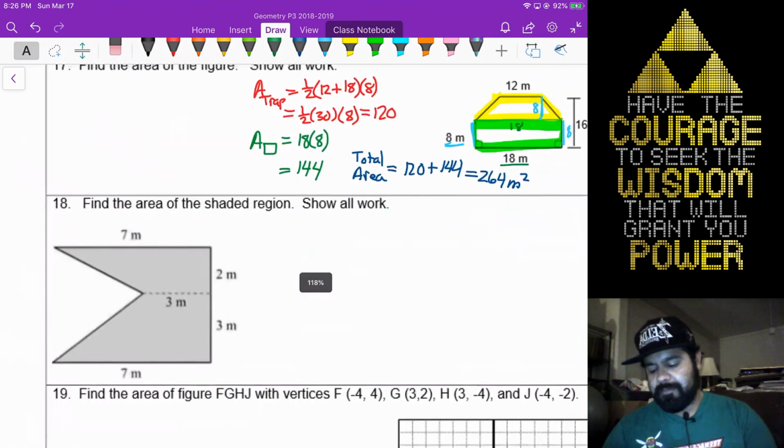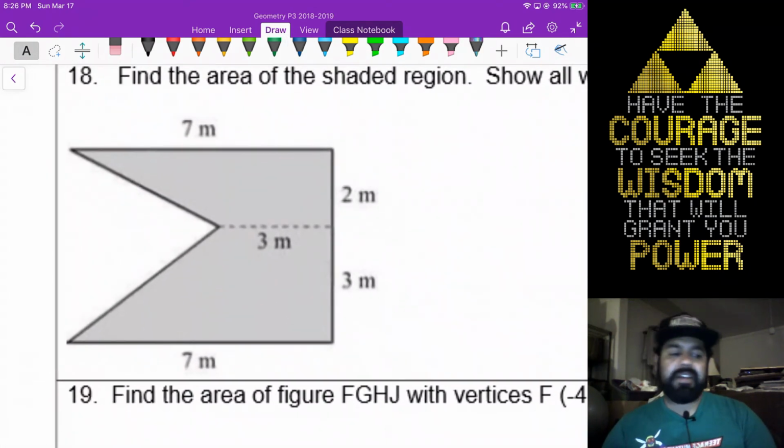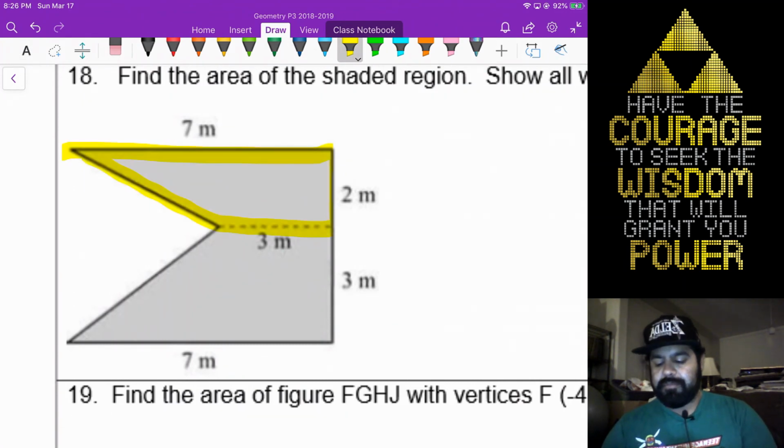Now, another composite figure. So what we're going to do is go ahead and separate this into our two figures. Well, that's one way to do it. We could also, well, let's show both ways. In this figure, I have two trapezoids.